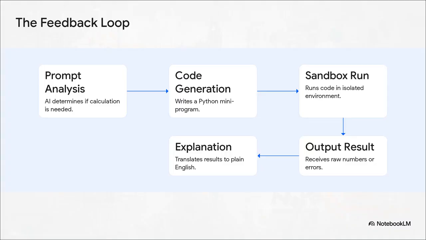Think of it like a 5-step feedback loop. First, the AI analyzes your prompt and realizes, hey, a calculation is needed here. Second, it generates a mini Python program. Third, it runs that code in an isolated sandbox. Fourth, it gets the raw output or error messages back. And fifth, it translates those raw numbers back into plain English for you. The coolest part? If the code crashes at step 3, the AI can actually read the error message, fix its own code, and try again. It's a built-in internal feedback loop.